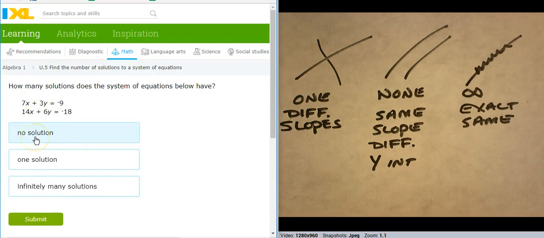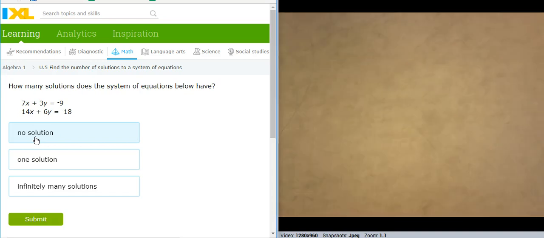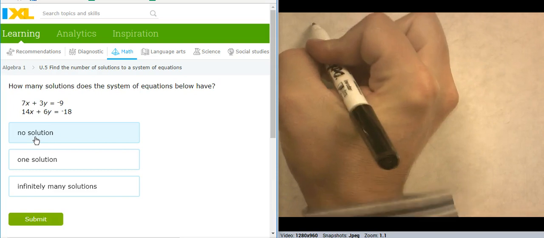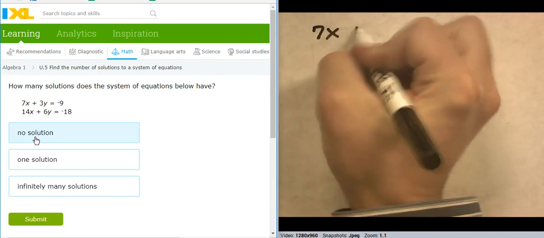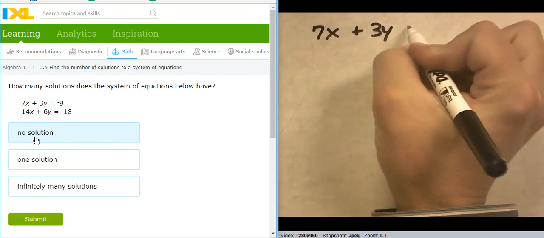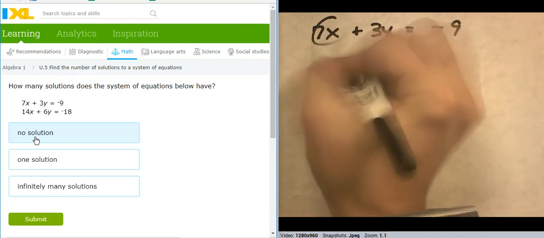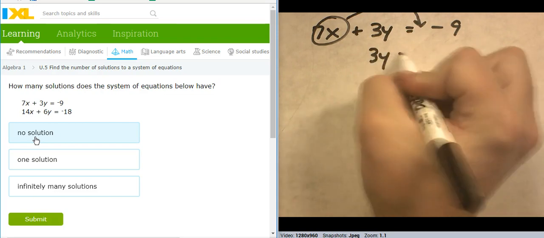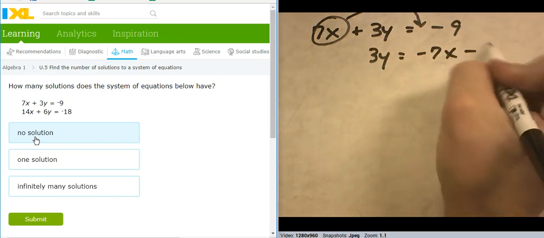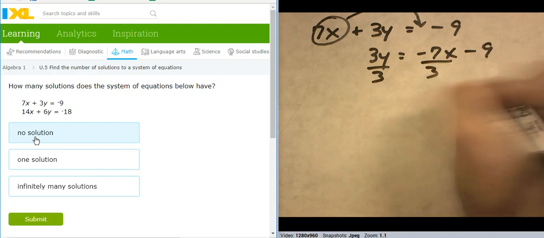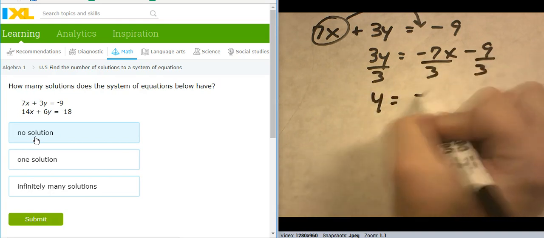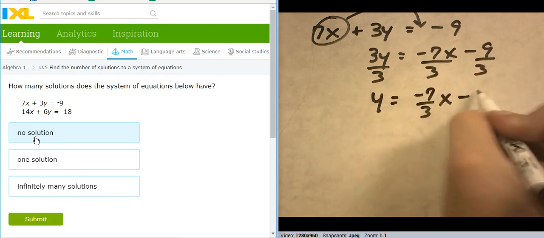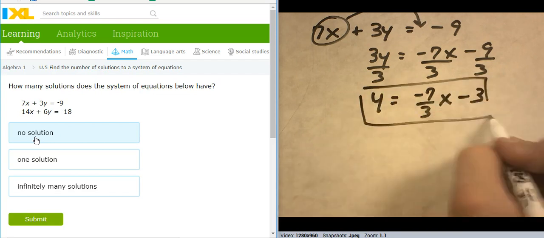Now we're into a different form. So we're in standard form now. So what we're going to do is move the x, divide by the y. We're going to force it into slope-intercept, and then we can compare them. So if I have 7x plus 3y equals -9, move the x. It's going to give me 3y equals -7x minus 9, divide by 3, divide by 3, divide by 3. y equals -7/3 x minus 3. So there's my first equation.